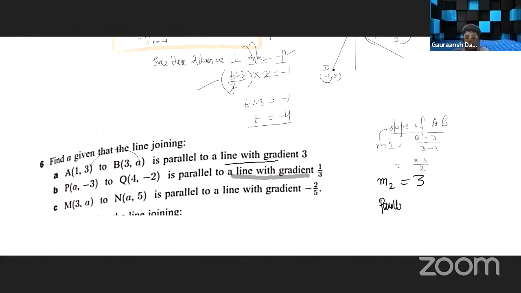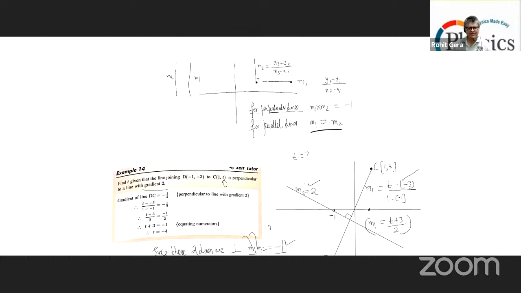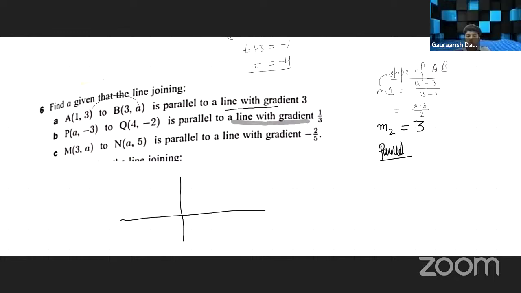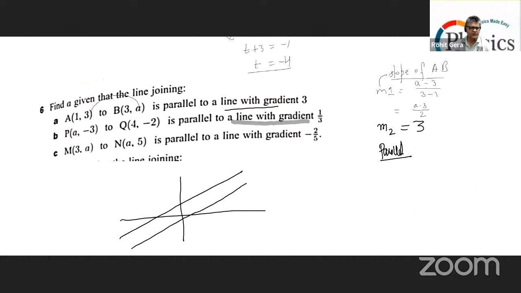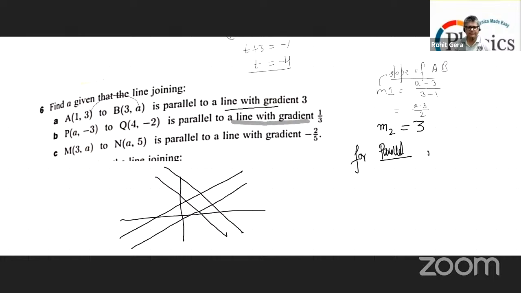What is the condition for parallel we read in theory just now? What did we write above? Parallel lines should have M1 equal to M2, same gradient. They look like this. Same gradient, same slant, as if two houses, two staircases having the same slant in the same direction. So yes, for parallel, M1 is equal to M2.